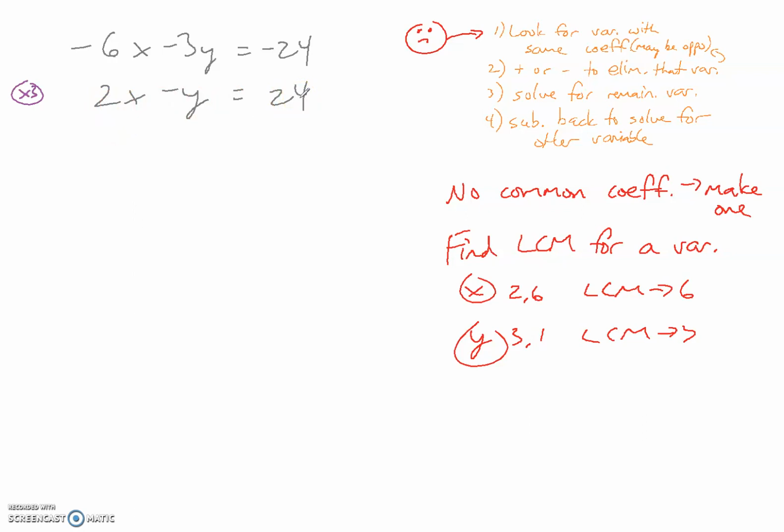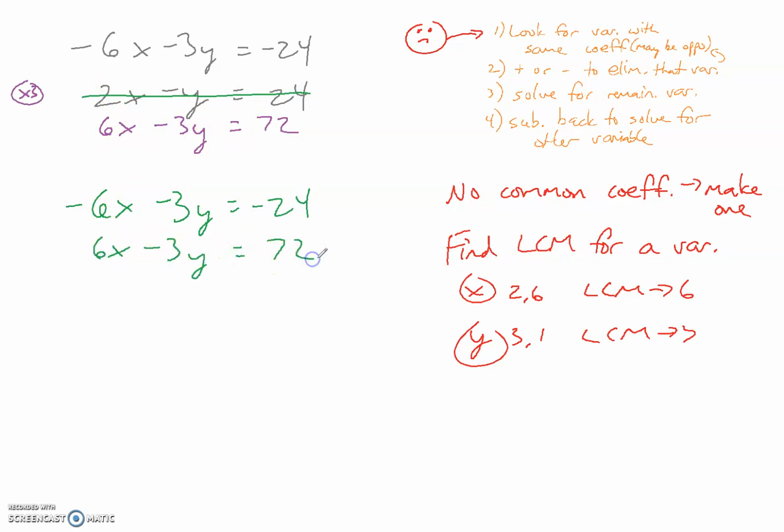If I do that, this becomes 6x, this becomes negative 3y, and I also have to times the constant by 3, which gives 72. Now I have two expressions that have a common coefficient for a variable. So I'm going to rewrite them: negative 6x take away 3y is equal to negative 24, and instead of using the original, I'm going to use the purple one, 6x take away 3y is equal to 72. Now I've got a common coefficient and I can put these together.